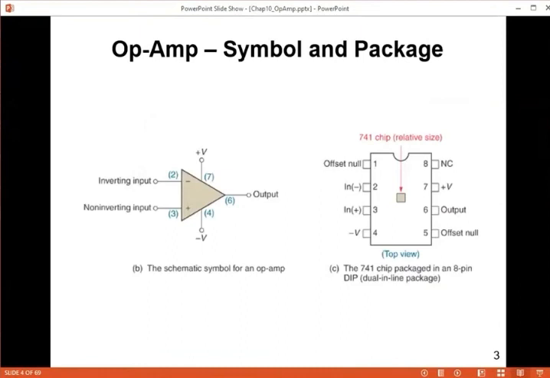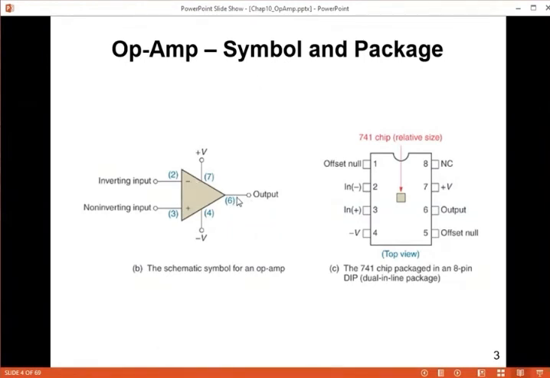The symbol for an op-amp, as I mentioned just now, is always a triangle with two inputs. One input is labeled negative, another input is labeled positive. The negative input is called the inverting input. The input labeled with a plus sign is the non-inverting input. And there is only one output.